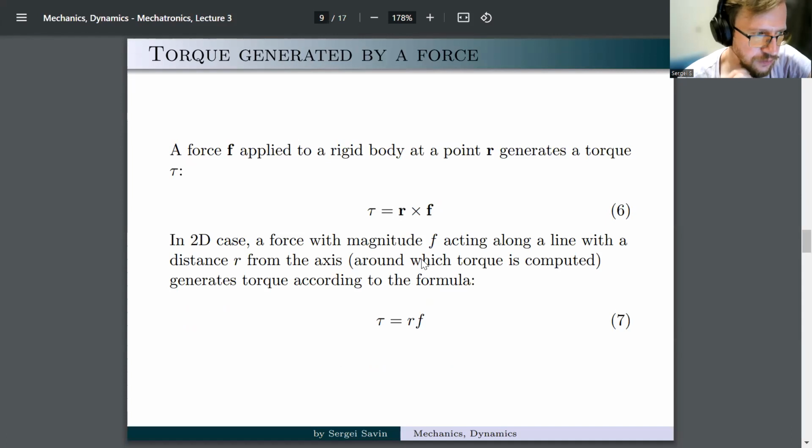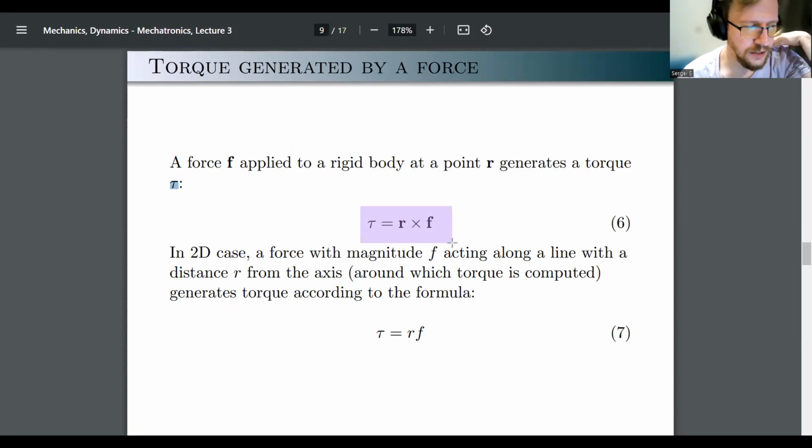Now, as I said, a force applied to a rigid body at a point R generates a torque tau. The way it is described correctly in 3D case is something like this. It is a cross product of R and F. So the cross product of position of a point at which the force is applied times the force itself. And position, you could say with respect to the axis of rotation, if you want.